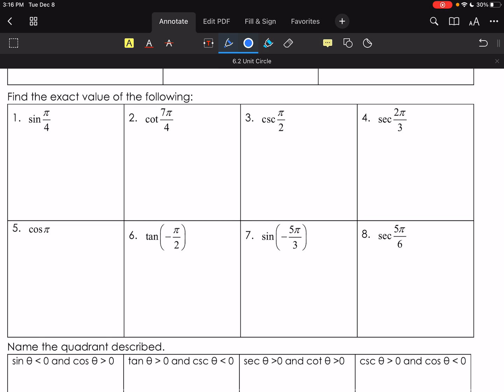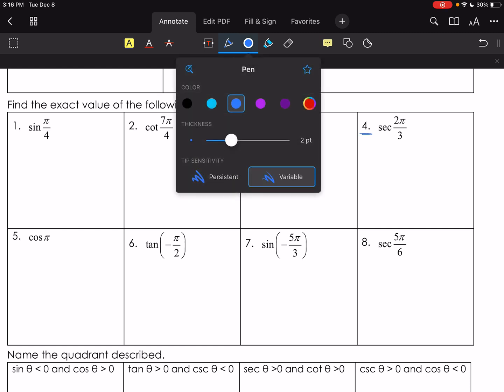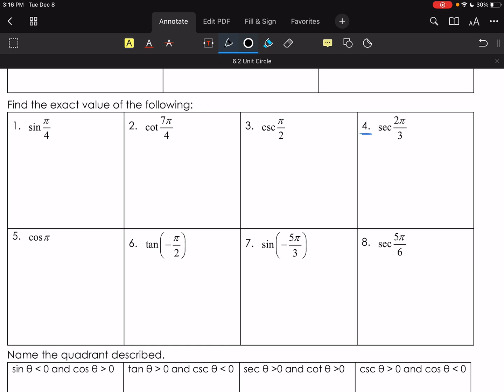Let's look at the functions we didn't do. So let's look at a secant problem. So let's jump to number 4. I want to do the same type of thing here. I need to figure out what quadrant I'm in, and then go from there. So 2 pi over 3, if I count by pi over 3s, 1 pi over 3, 2 pi over 3. So that means I'm going to be in quadrant 2.